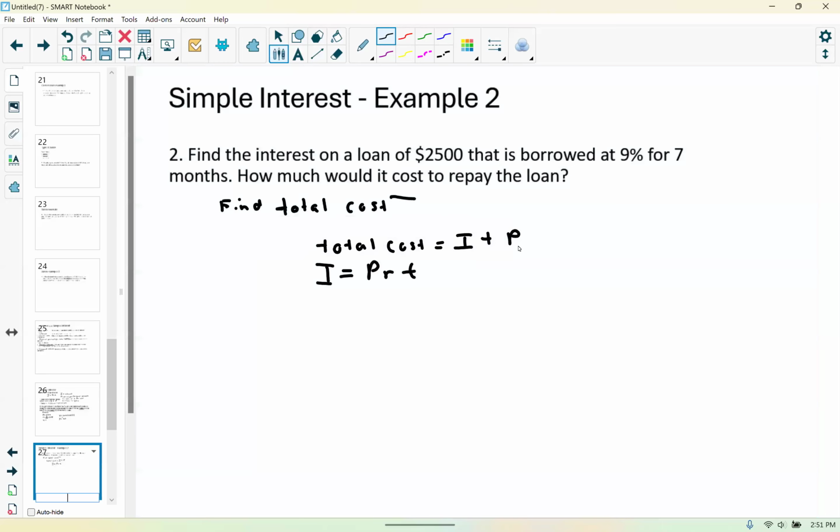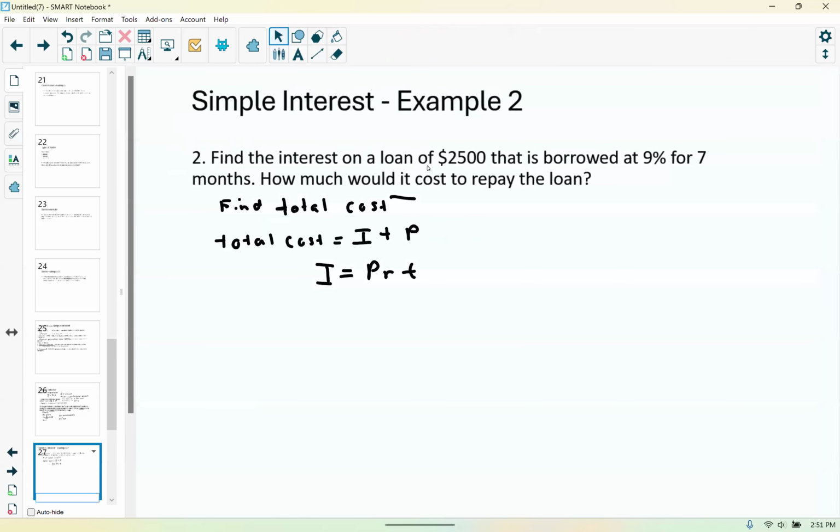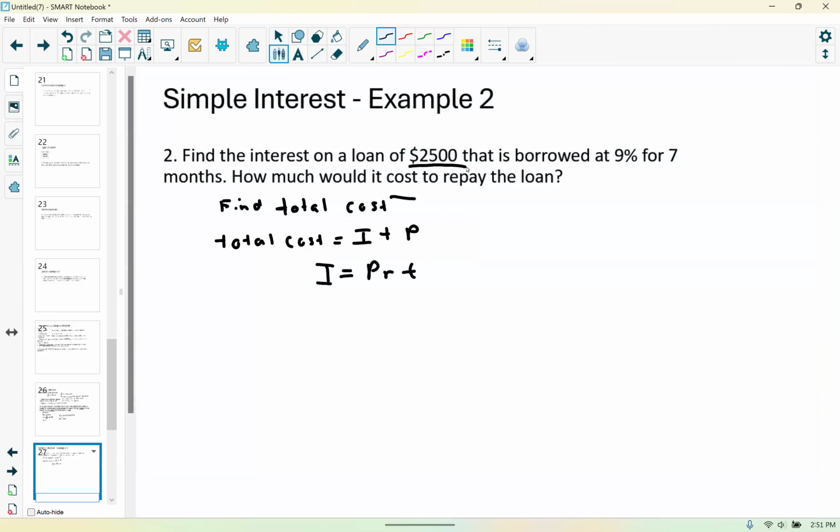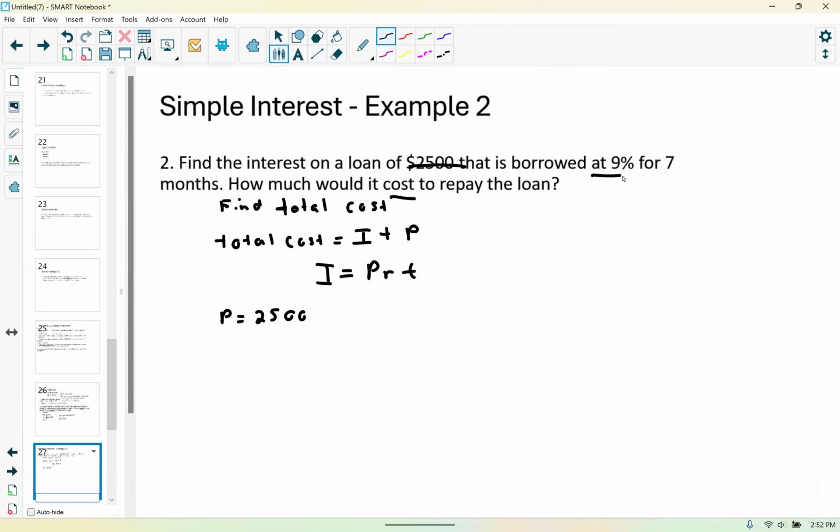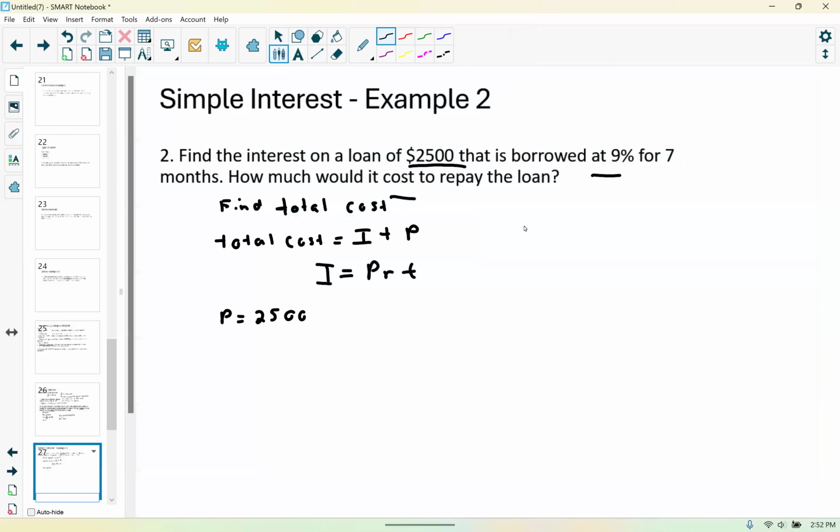We have the loan amount, which is 2,500. And so that is my P, 2,500. It's borrowed at 9%. So that means my rate is 9%. We have to change it to a decimal. Anytime we change a rate to a decimal, we divide by 100, a percentage to a decimal. And we get 0.09.